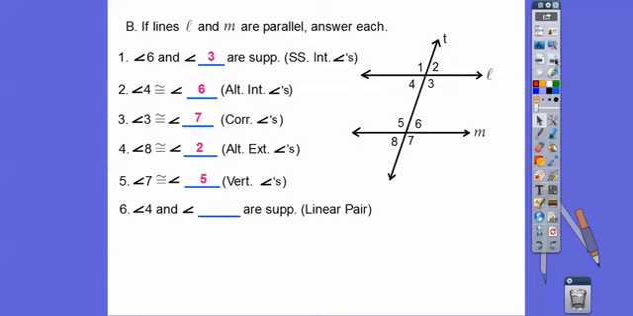4 and blank are supplementary because they form a linear pair. So what forms a straight line with angle 4? Well, 3 does, so does 1. See how 1 and 4 give us this straight line, and how 3 and 4 give us this straight line right there. As long as they make a straight line, they are called a linear pair. So it could be 1 or 3.